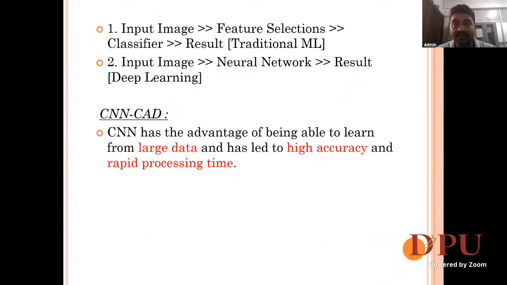So: input image, feature extraction, selection, classifier, result. That was traditional machine learning. Now, with the deep framework, it's simply input image, neural network, and the result. In between, how the image is acquired, what the quality of the image is, what measures you need to take for pre-processing, for segmentation, for the selection of features, that need not be decided. It's a simple kind of framework, with input and output, and you get a result. So the CAD system deals with a lot of data, with high accuracy and rapid processing time.